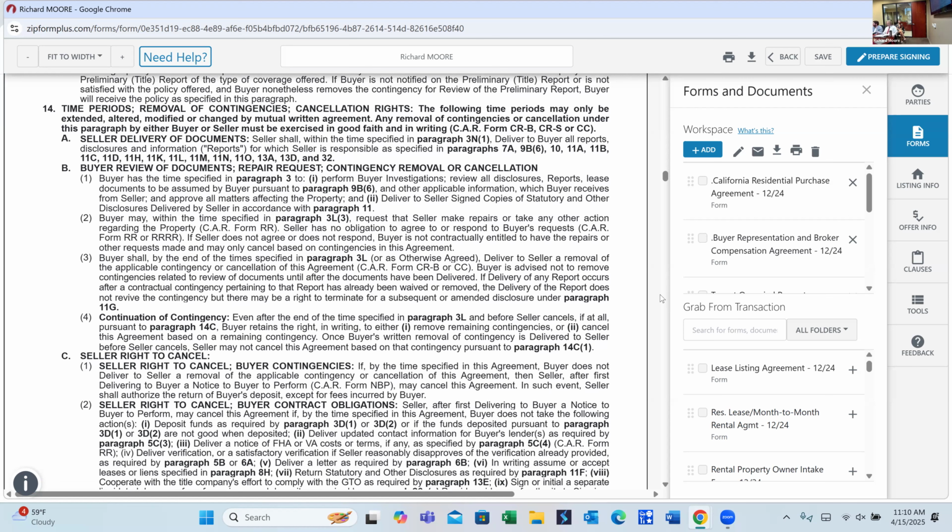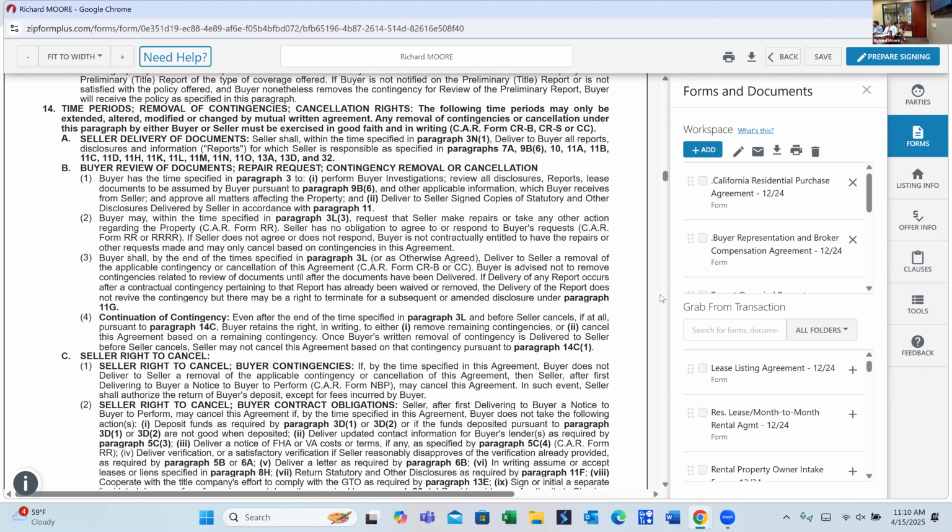What can you do? You can send them something called a notice to perform. When you send a notice to perform, that means the buyer has 2 additional days to remove those contingencies. If you want to be aggressive, because it makes people angry when you send a notice to perform, you can send it as soon as 2 days prior to the expiration of a contingency.